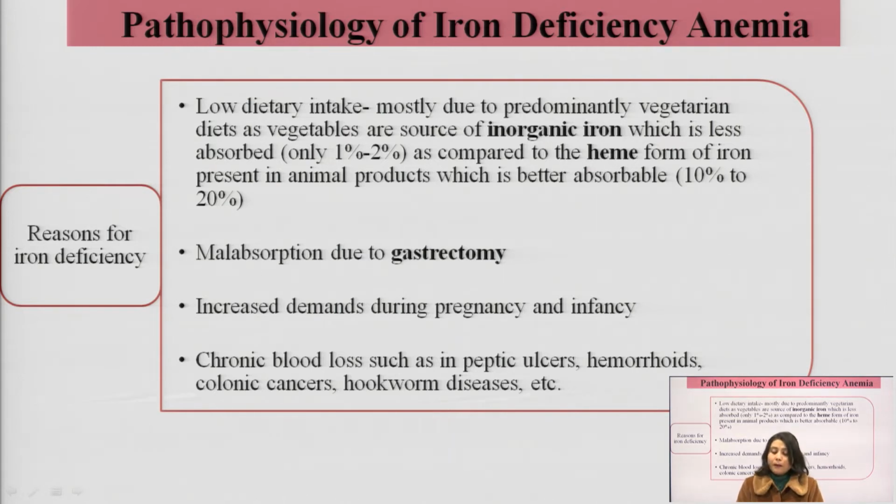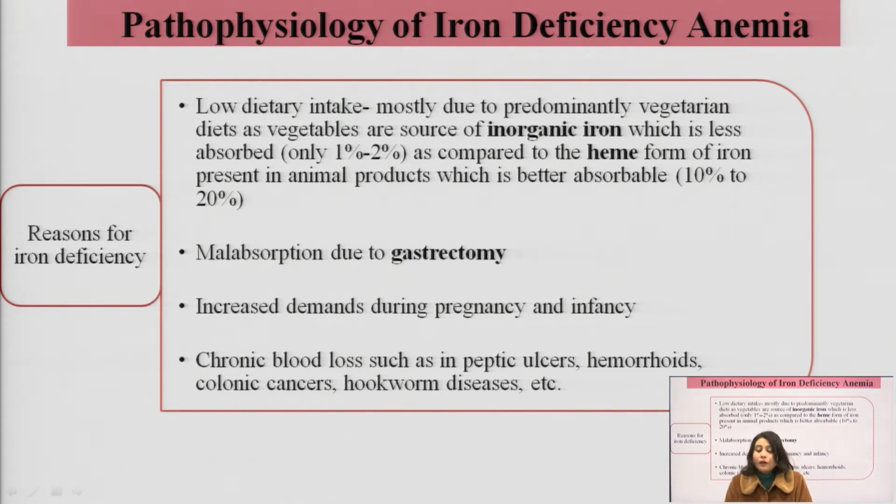And then malabsorption due to gastrectomy. Gastrectomy is basically removal of certain portions of the stomach. So, when this surgical procedure is carried out, when certain portions of the stomach are removed, it may result in malabsorption of iron. Then there can be increased demands of iron in the body, like during pregnancy and during child growth, during infancy. The iron demands increase because more RBCs need to be produced in the body.